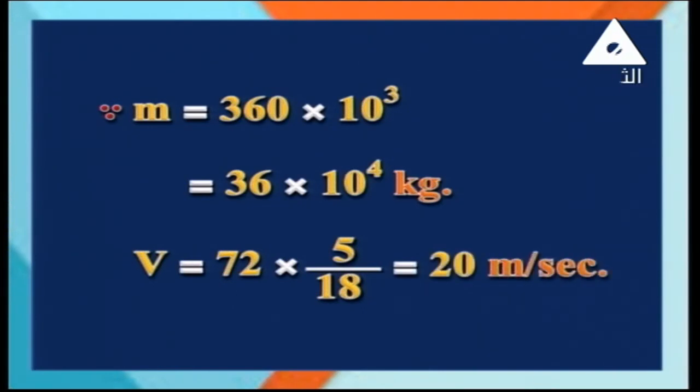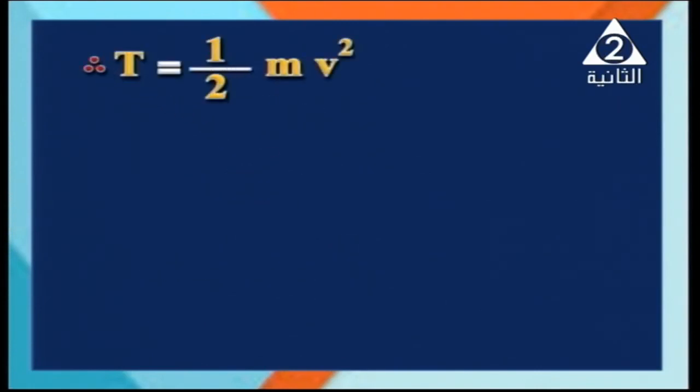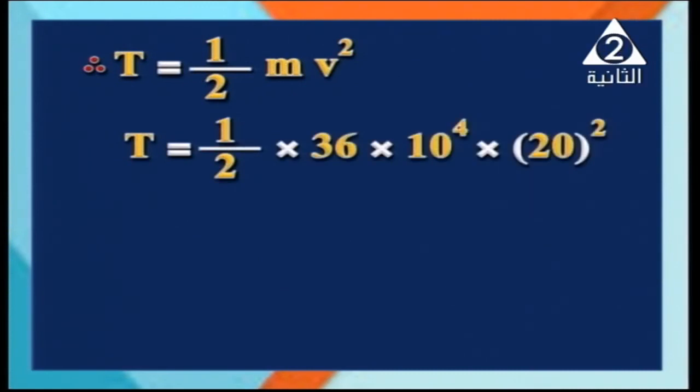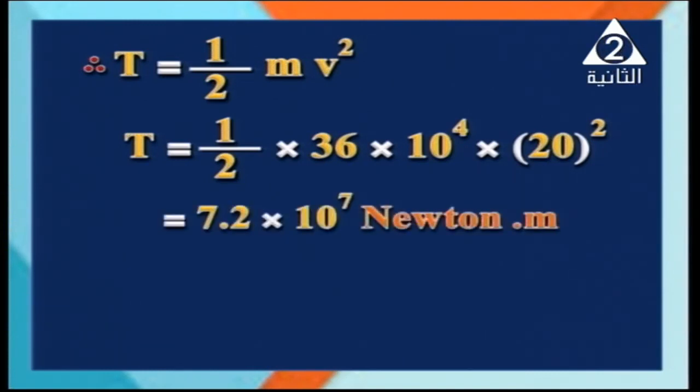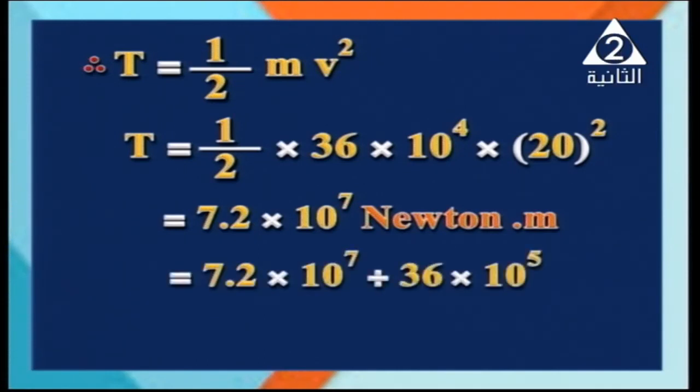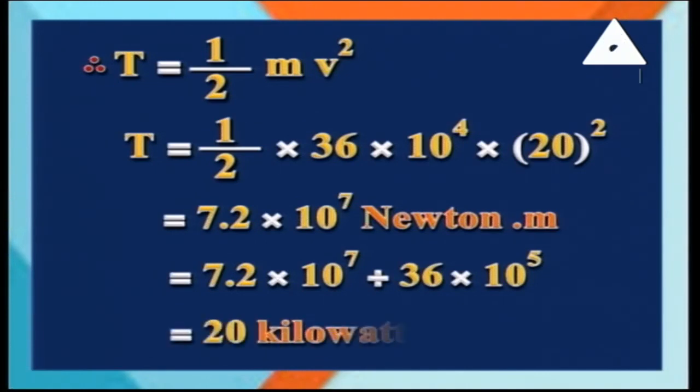Therefore, my dear student, kinetic energy is half m v square. In this case, half m equals 36 times 10 power 4, v equals 20, power 2, kinetic energy equals 7.2 times 10 power 7 Newton meter. This is the kinetic energy. By dividing by 36 times 10 power 5 to convert to kilowatt hours, the answer is 20 kilowatt dot hours. Another example.